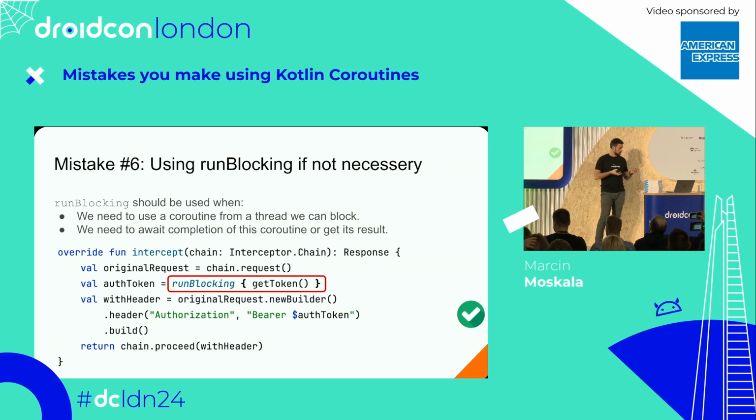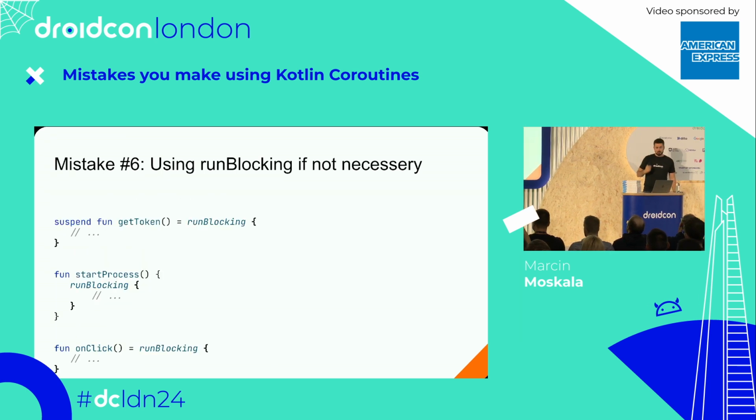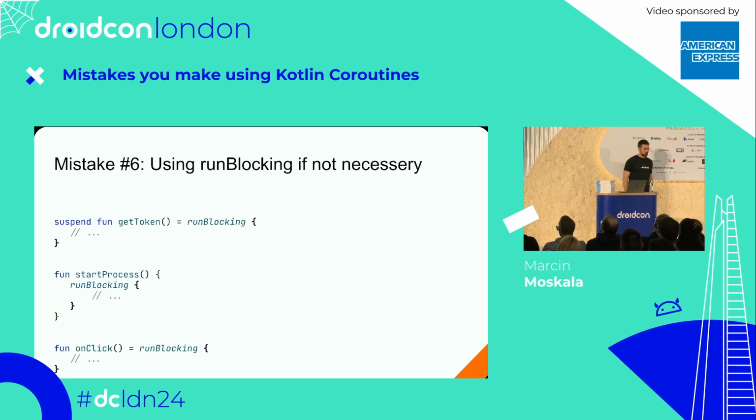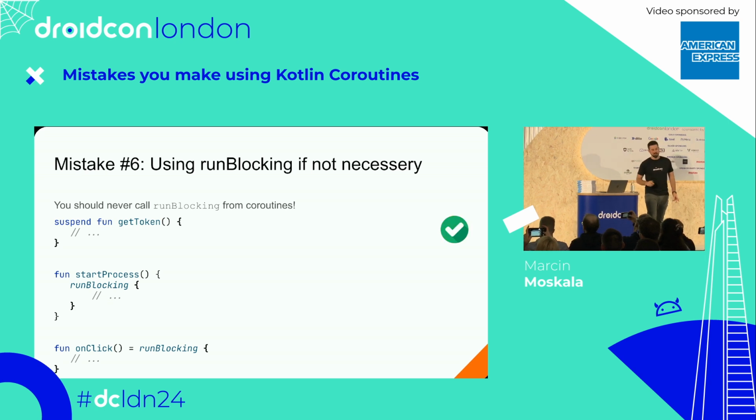If those two are true, then you can use run blocking. Here are a few examples when run blocking shouldn't be used. So here, we should never use run blocking inside of suspending functions, inside of coroutines. So run blocking in here is pointless.